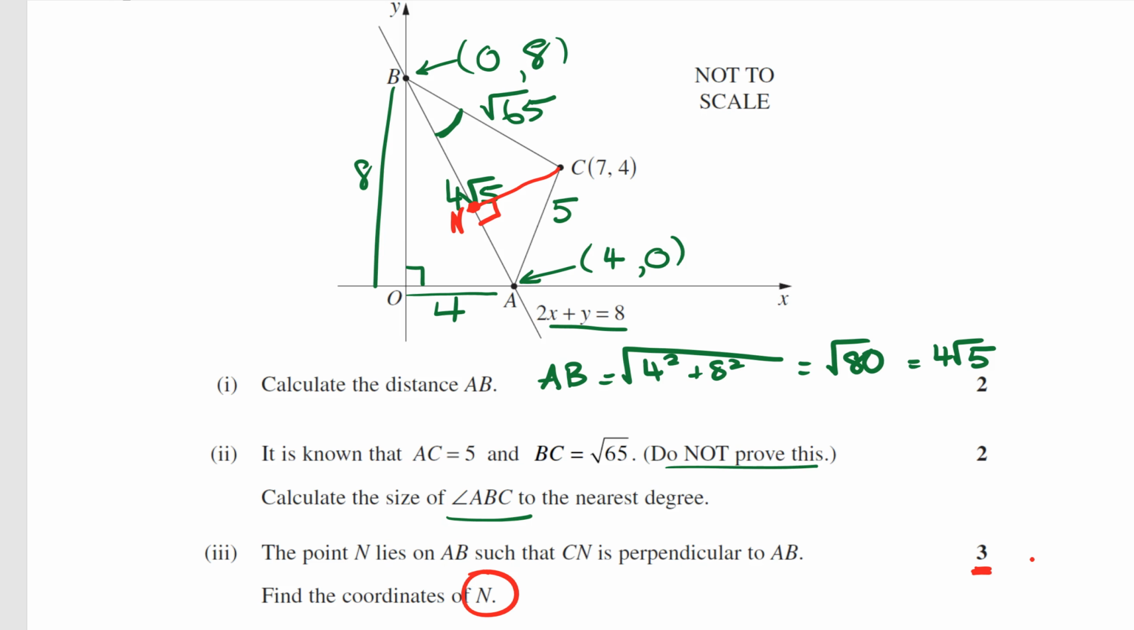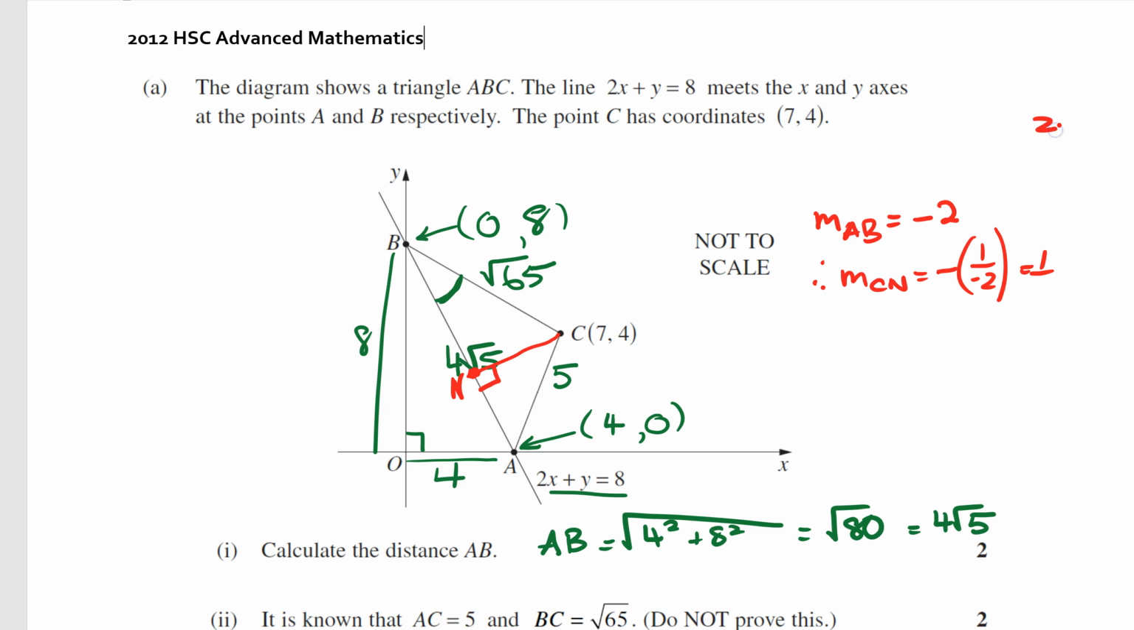So my first task is to get the slope of AB. Now it's written in standard form, so I can just do that by observation. The slope of AB is minus A over B, so that's minus 2. Does that make sense? Yes, this line is trending that way. Therefore, the slope of CN is minus 1 over minus 2, which is a half, because they're perpendicular.